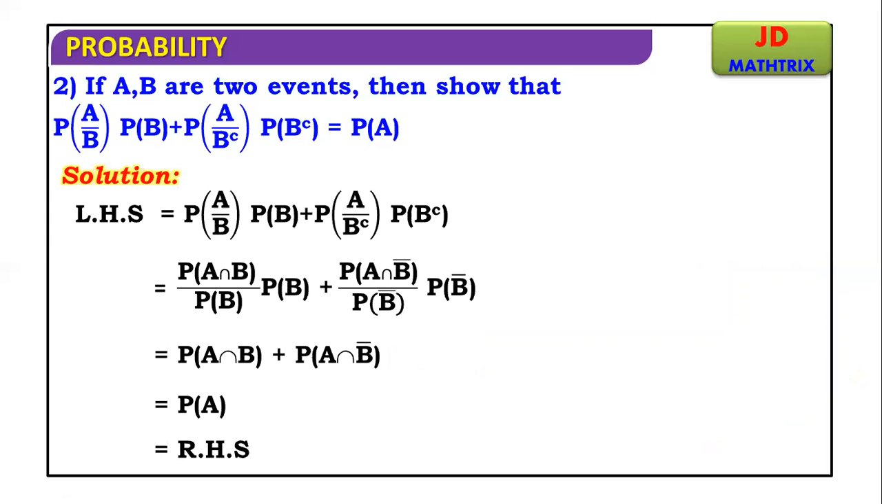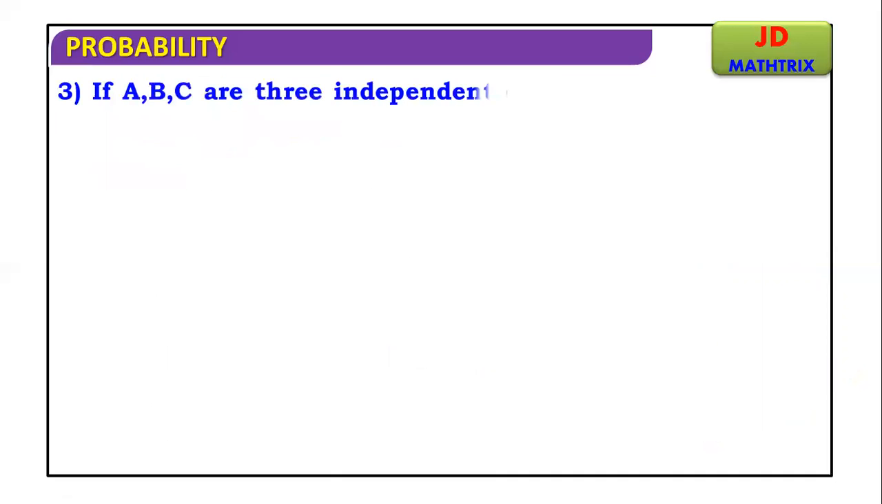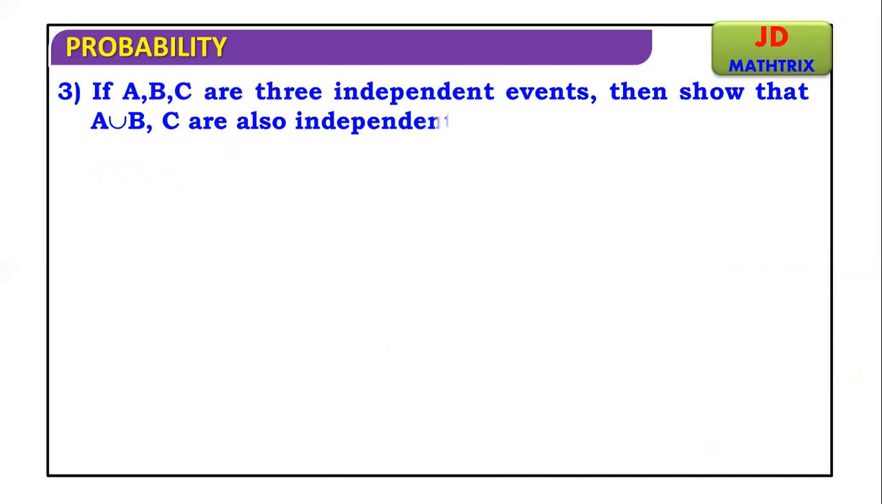Now coming to the next problem. If A, B, C are three independent events, then show that A union B and C are also independent. Whenever A, B, C are independent, we have to prove that the events A union B and C are also independent.